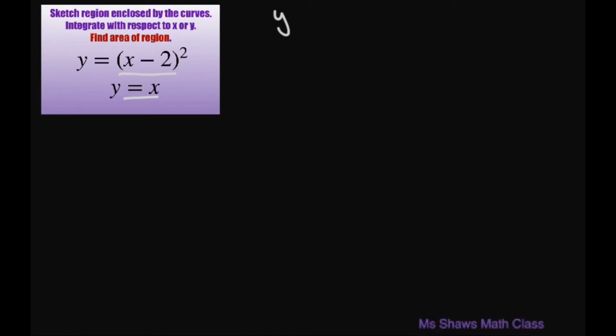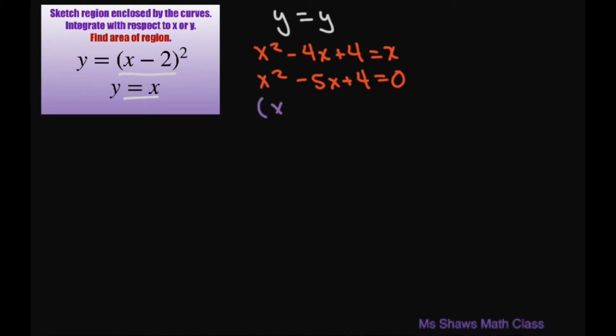So we have y equals y, therefore (x minus 2) squared, let me just write that out. That's going to be x squared minus 4x plus 4 equals x. So we're going to get x squared minus 5x plus 4 equals 0. Therefore, when you factor, you're going to get (x minus 1) times (x minus 4) equals 0. So x equals 1 or x equals 4.